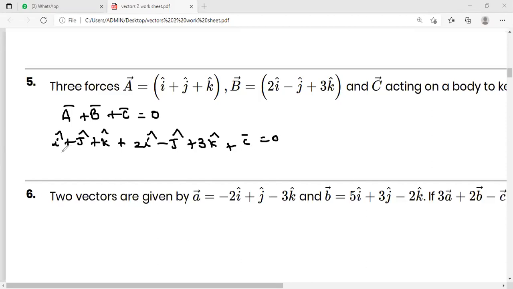First you start the equation here. I cap plus 2I cap will be 3I cap. J cap minus J cap, they will be cancelled. K cap plus 3K cap.